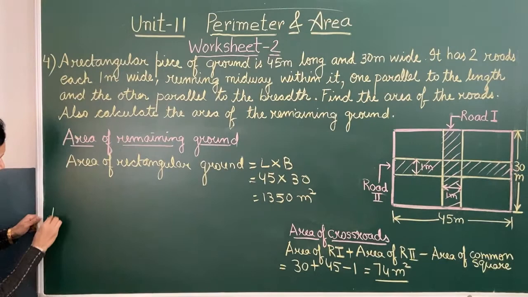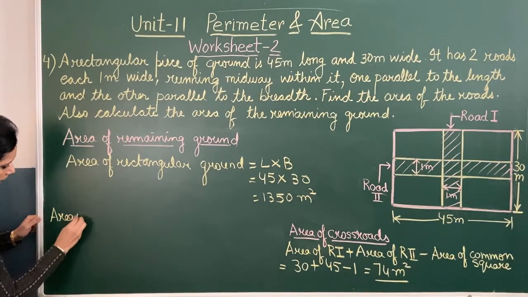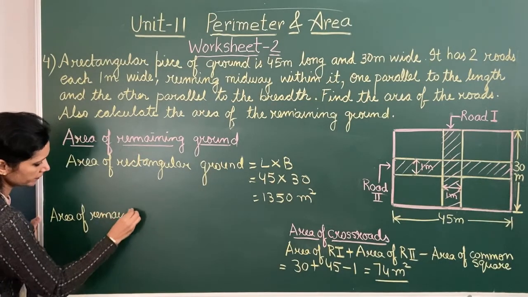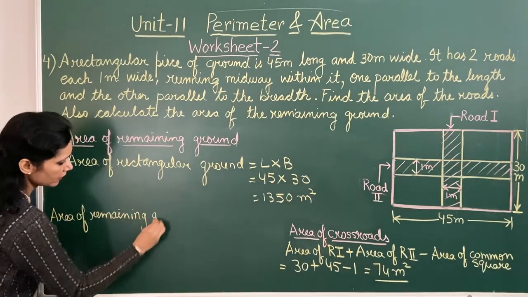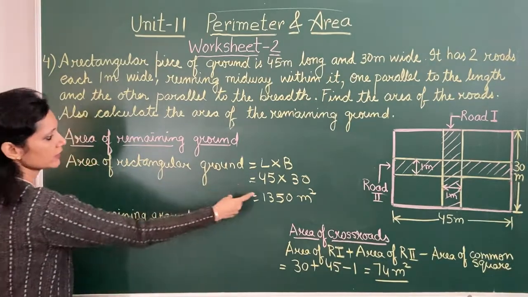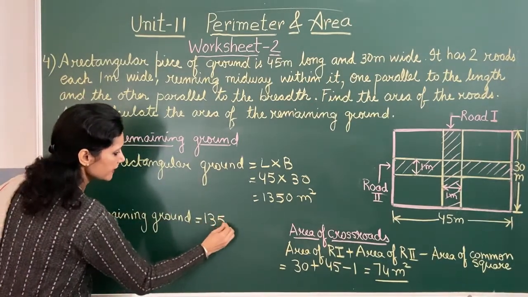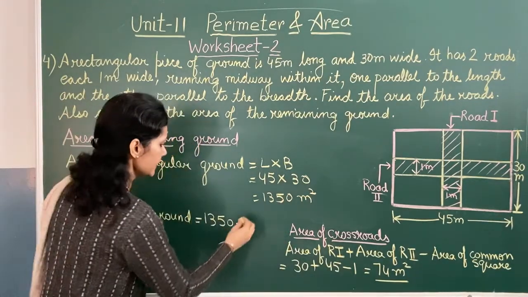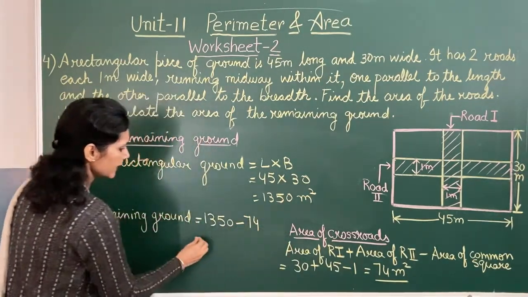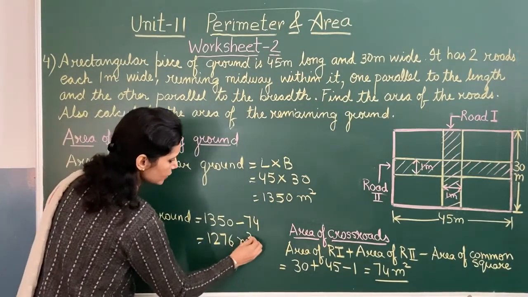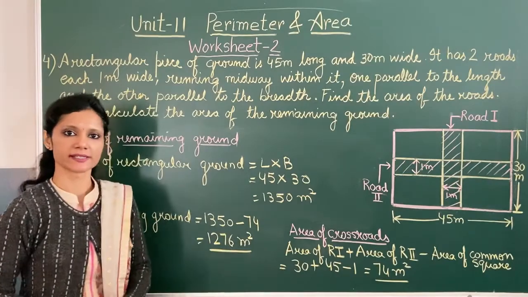Now we have to find the area of the remaining ground. So area of the remaining ground would be equal to area of this rectangular ground, that is 1350, minus the area of the crossroads, that is 74. That comes out to be 1276 square meters.